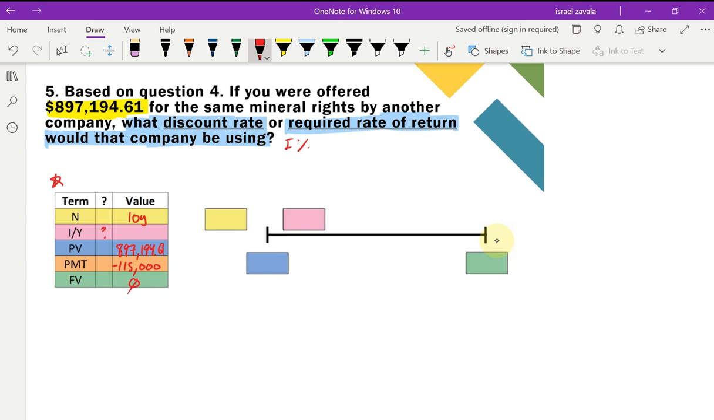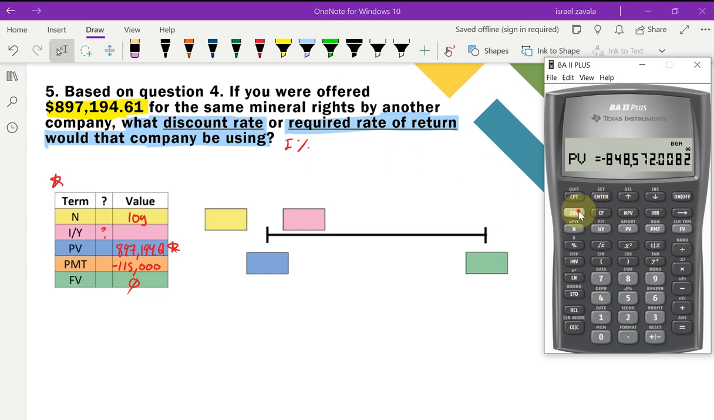So what is the interest rate, or the discount rate, that this company is using to make you the offer of this present value today? Well, let's pull up our calculator. Second clear. So we're going to do 10 years still. We're looking for the interest rate here, right? The present value that's being offered is $897,194.61. Now, I'm going to leave payments as positive just to show you what happens. 115. Hope I don't make a fool out of myself, right? And then 0 future value.